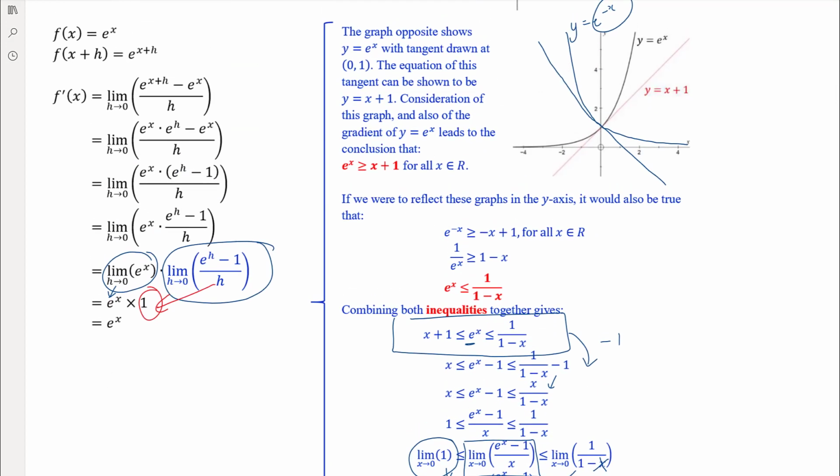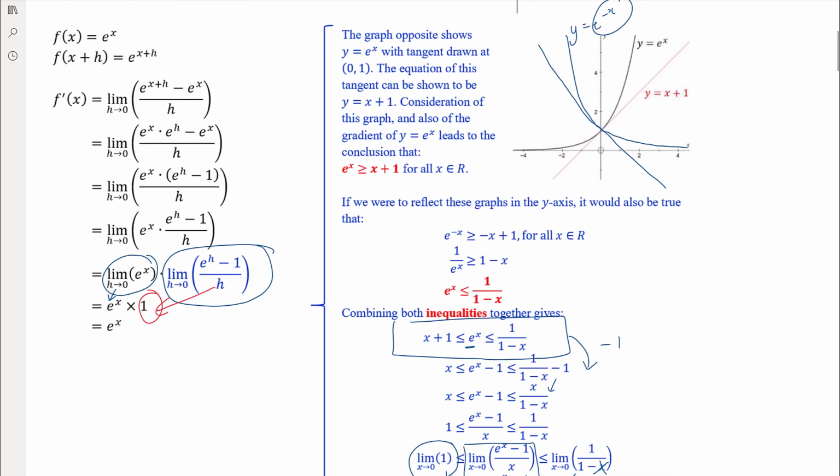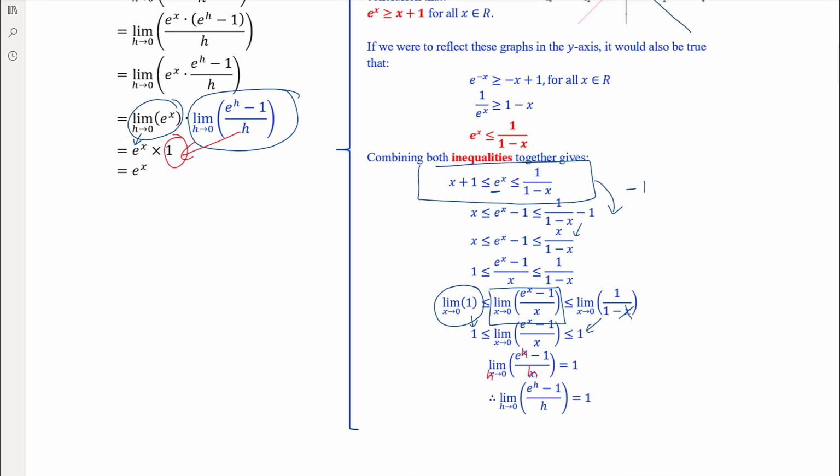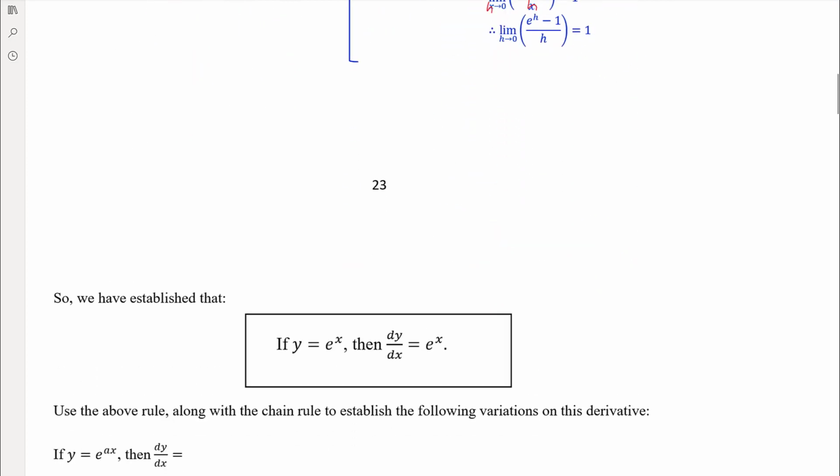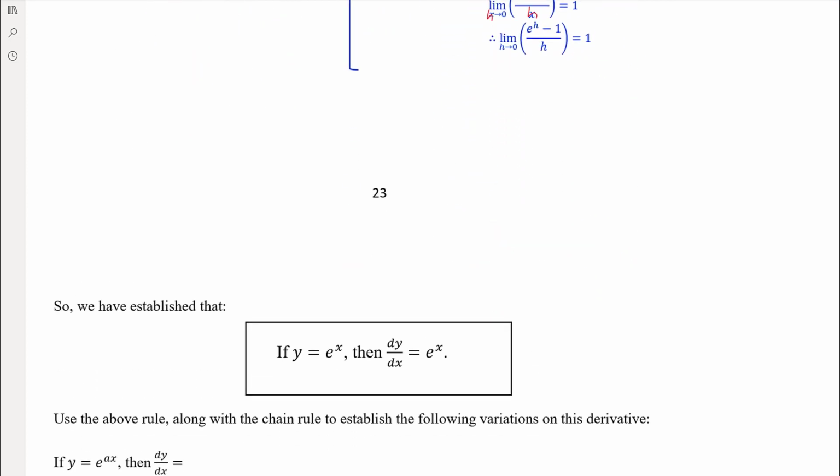So derivative by first principles of e to the power of x shows us that the derivative of e to the x is e to the x, okay? So again, you don't need to be able to replicate that proof at all, but you should really be able to follow the logic of that. Okay, so now that we know that if y equals e to the power of x, dy dx equals e to the power of x, then we can use the chain rule to establish some variations on this.